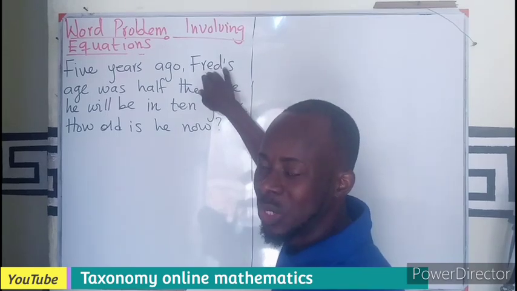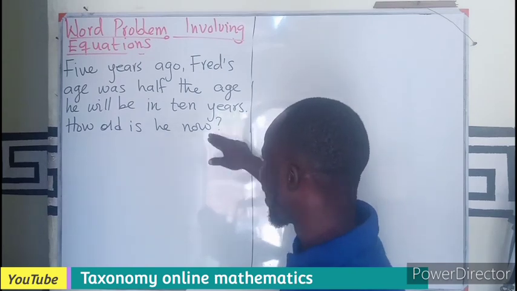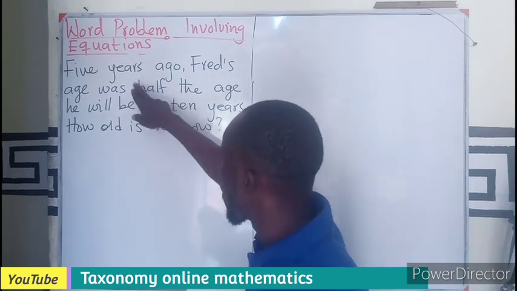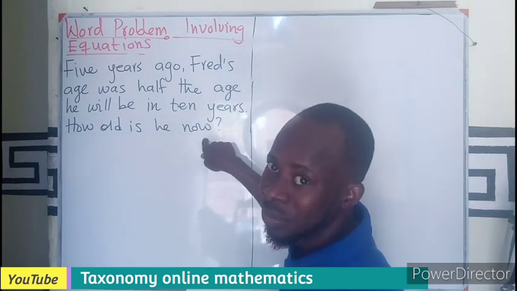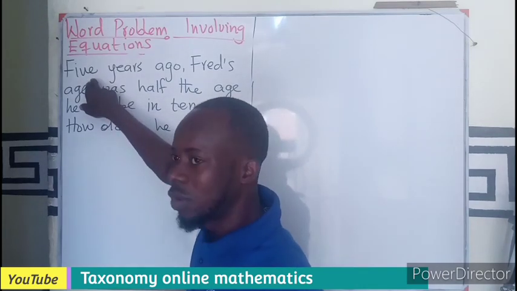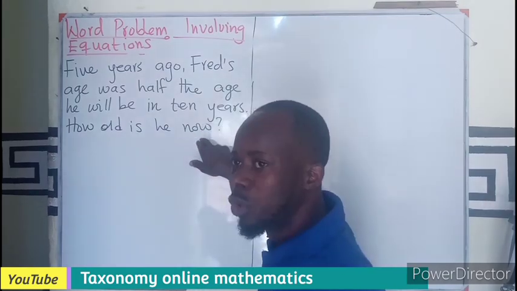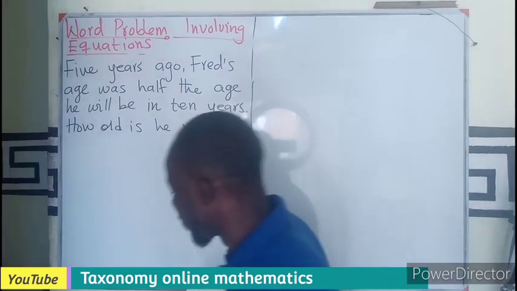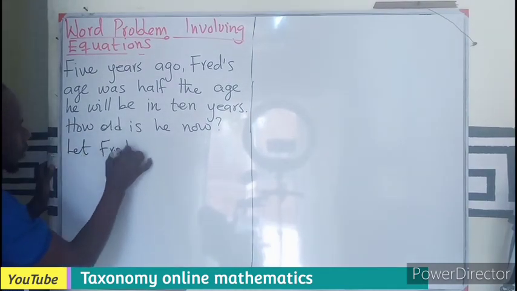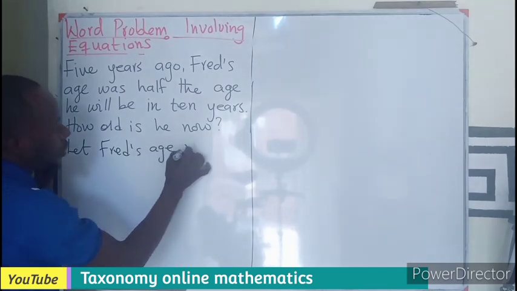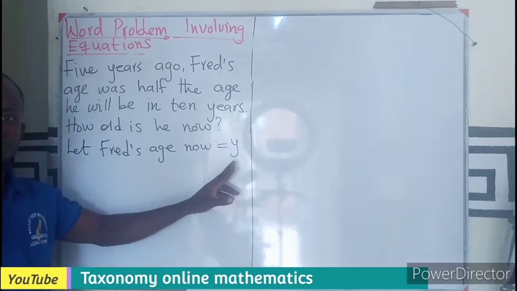What will be Fred's age, the least that you can base on? Now we are looking for his age now. So before I can find his age 5 years ago, I need to know how old he is now. I cannot stand on 5 years ago because I don't know how old he is. So you will stand on how old he is now, his current age. So let Fred's age now be y.